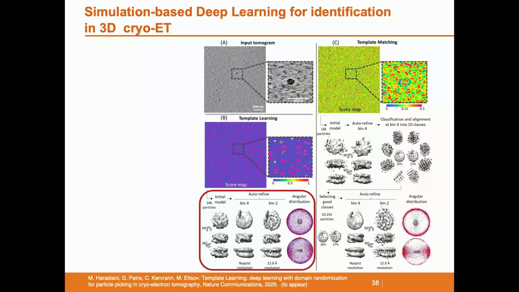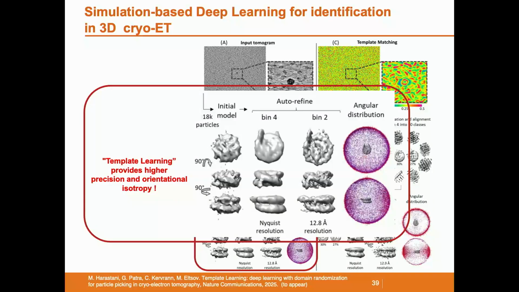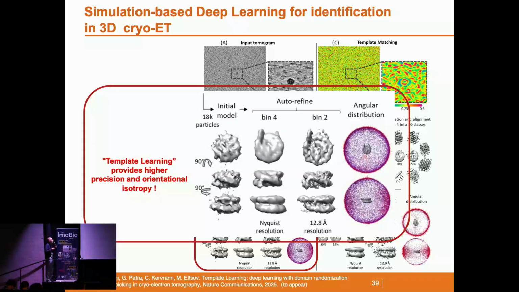We compare it to template matching, which is the basic approach. Here, just focus on this part of the figure. Template learning provides higher precision and orientation isotropy. I mean that you have particles in all 3D directions, so you can more easily detect particles that may be found only once in the tomogram, because you have a model that can adapt to any configurations, plus deformation and so on. Simulation is very helpful to train a model.